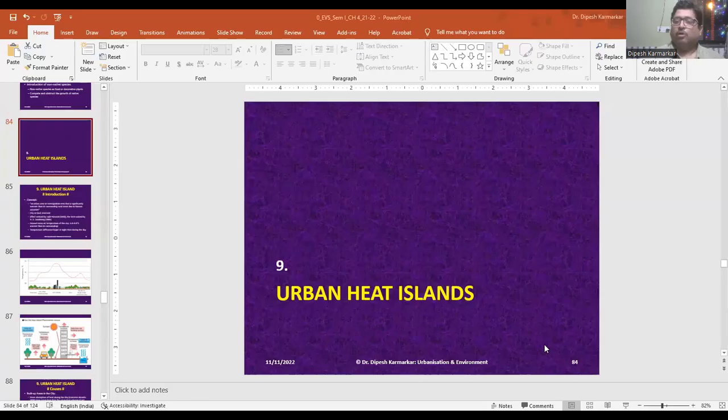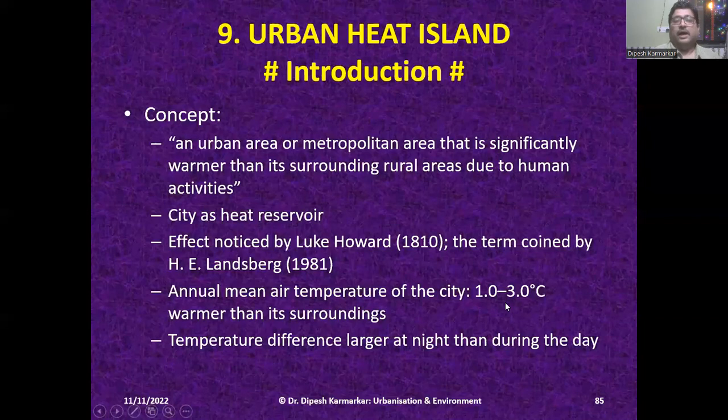In this lecture, we'll talk about the concept of urban heat island and how urbanization contributes to this particular effect. As you know, we are talking about various environmental problems related to urbanization in this chapter. So today we'll be talking about this issue of urban heat island.